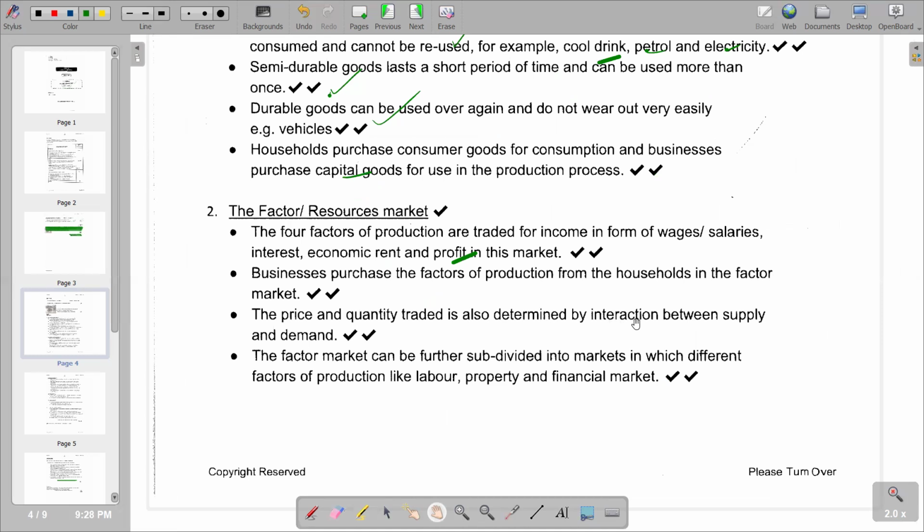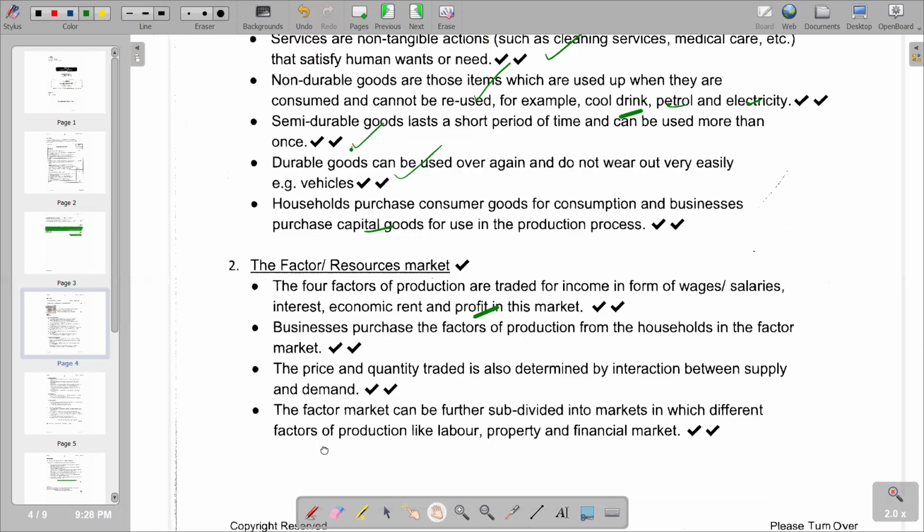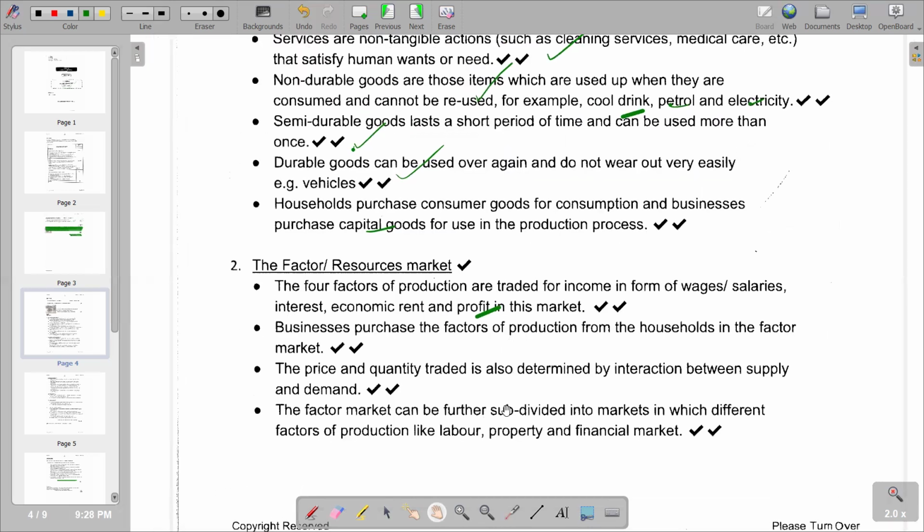Next point, the price and quantity traded is also determined by the interaction between supply and demand. Lastly, the factor market can be further subdivided into markets for different factors of production, like labor, property, and financial markets. So basically, this is what we have in terms of our factor or resource market.